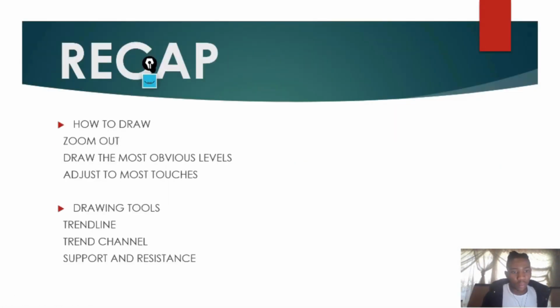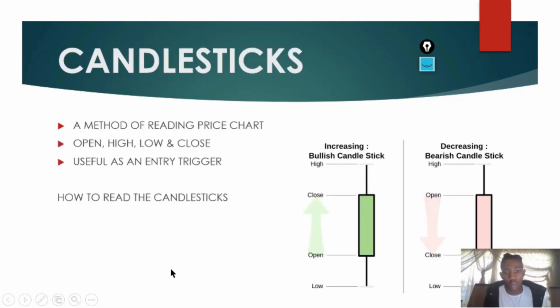So now let's recap. The things that we're going to need when you do a technical analysis is to first learn how to draw. When you draw trend lines, your support, the resistance, your trend channels, you need to first zoom out to see the entire picture. The drawing tools that you're going to use are your trend line, trend channel, support, and resistance. So now what we're going to cover next is candlesticks.